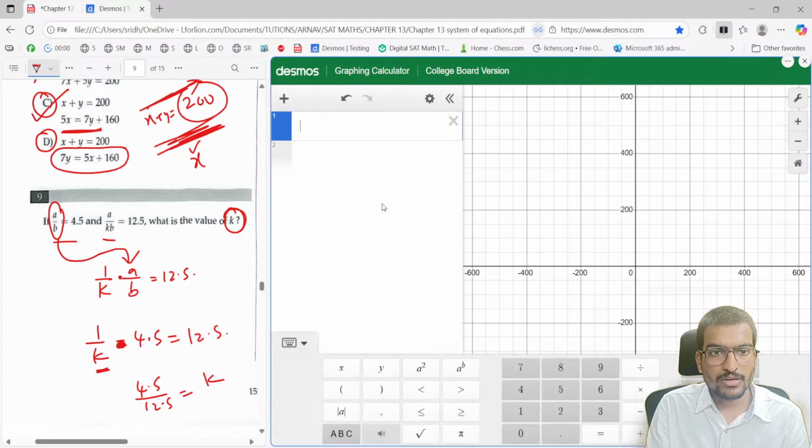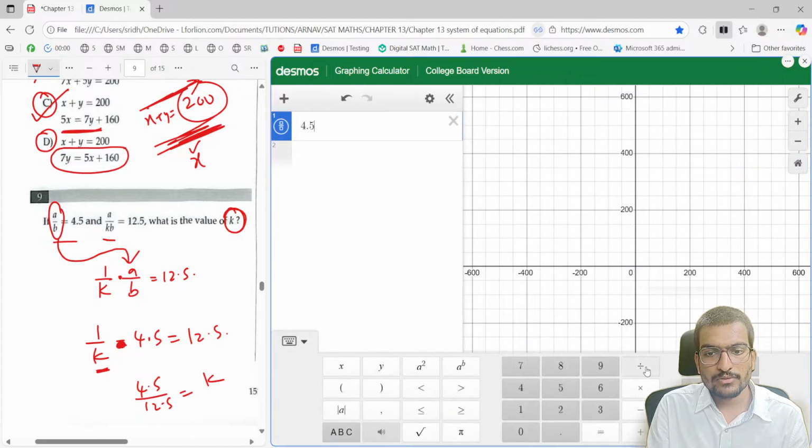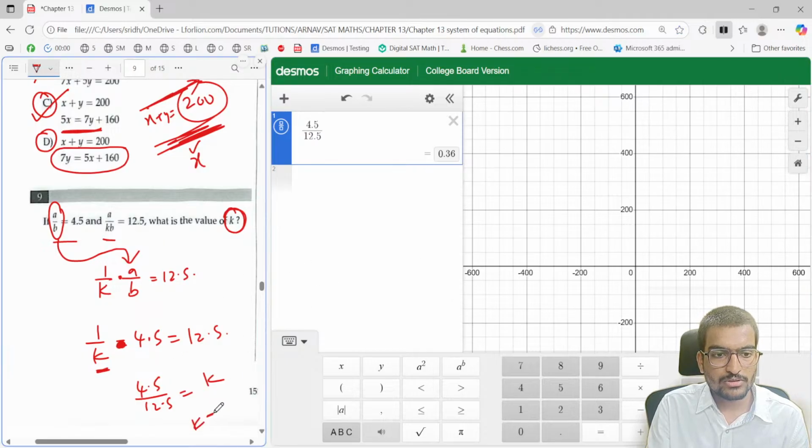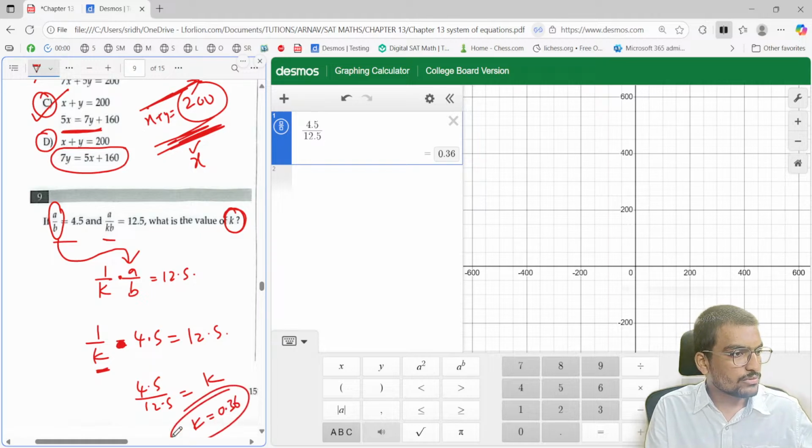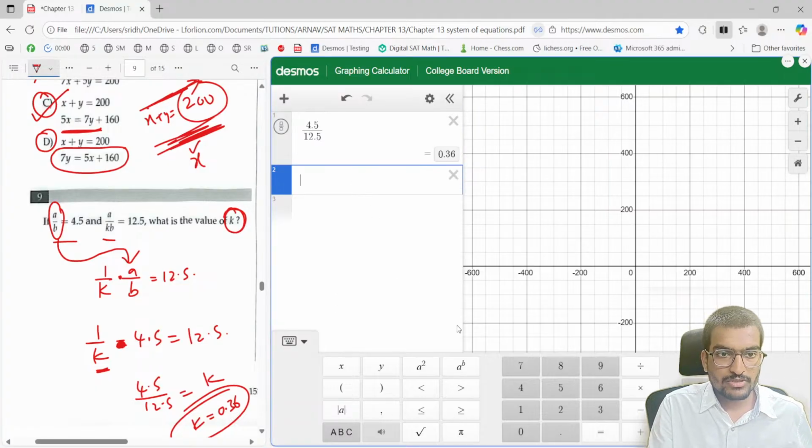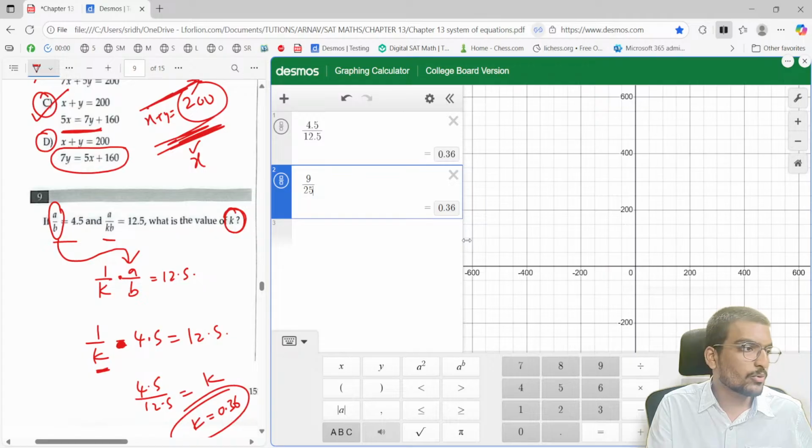4.5 divided by 12.5 you do, 0.36. So that will be your answer. K equals to 0.36. So you have to do it in this way. Just let me know if you're okay with this. I'll just move with the next question. Or sometimes if you solve 9 divided by 25 also you get, which is again 0.36.